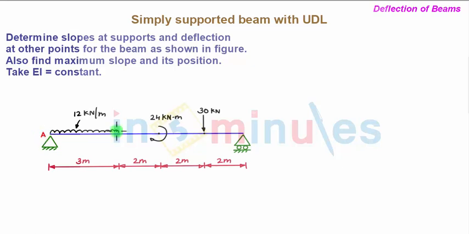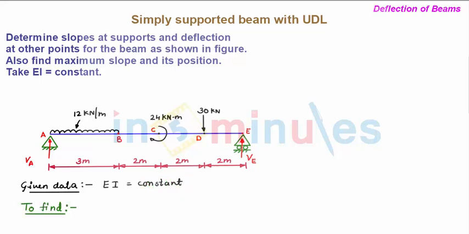Let this be point A, this be point B, C, D and E. Let us also show the support reactions at points A and E. We'll assume vertical support reactions at both the supports. So let this be VA and let this be VE. In the problem, the given data is that flexural rigidity EI is some constant whose value is not provided.